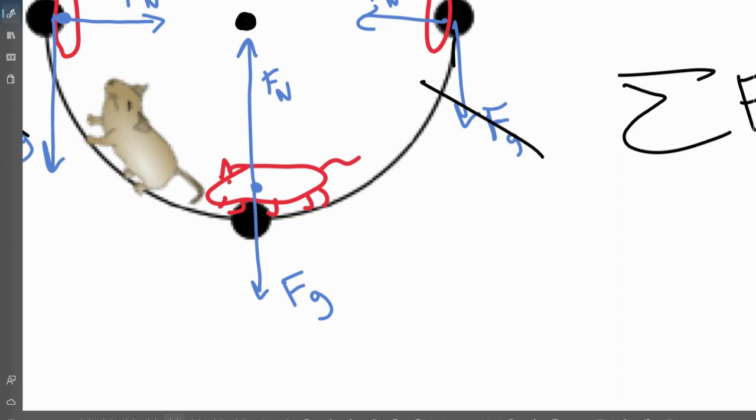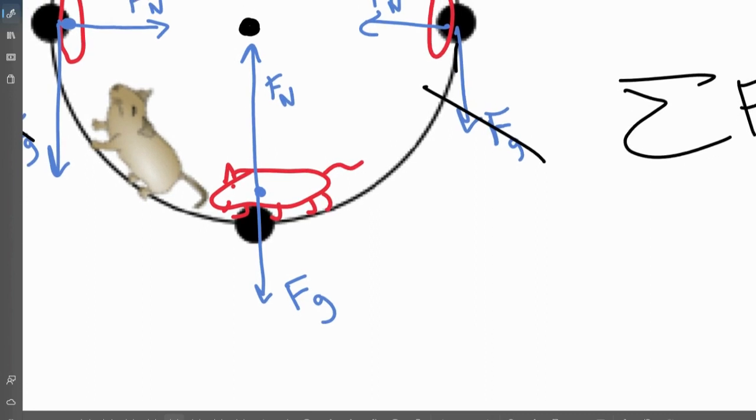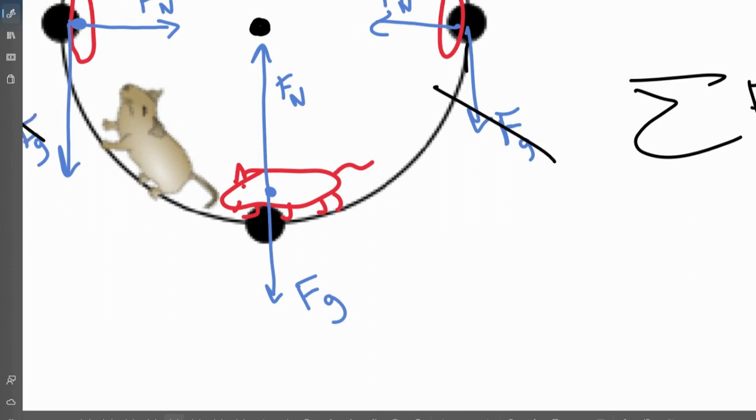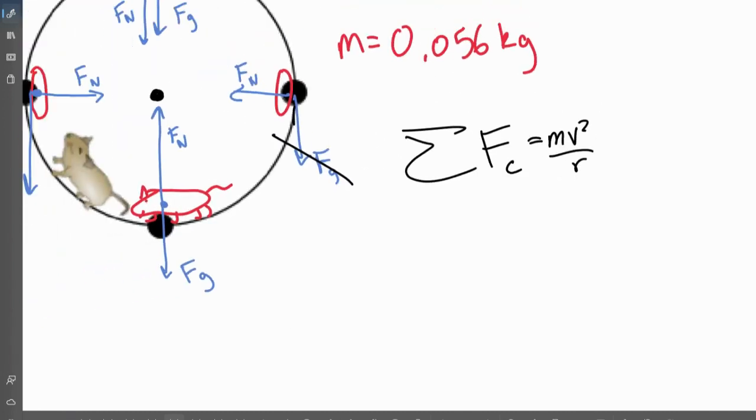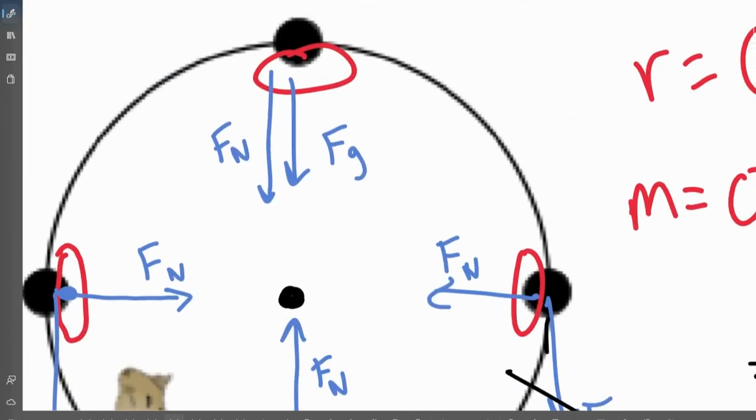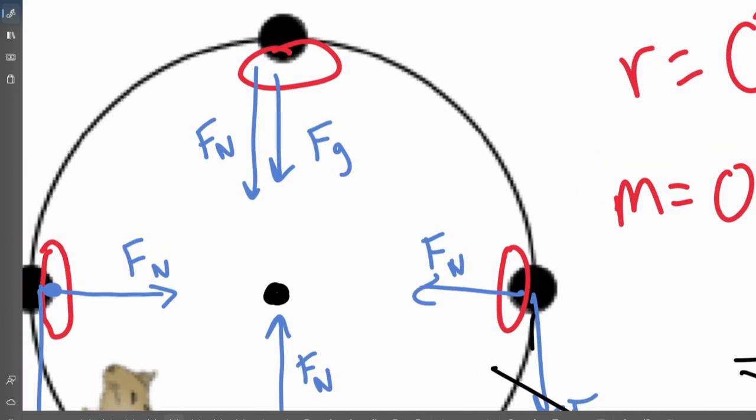However, on the bottom, right, normal force is pushing him toward the center, but gravity is pulling him away from the center. So on the bottom, not only does the normal force have to overcome gravity, but it also has to push him toward the center also. That's why I drew my arrow for normal force longer than the arrow for force of gravity here. So let's take a look at one more thing. Then on top, normal force is down toward the center, but gravity is also down toward the center, so they work together. That means normal force is less.